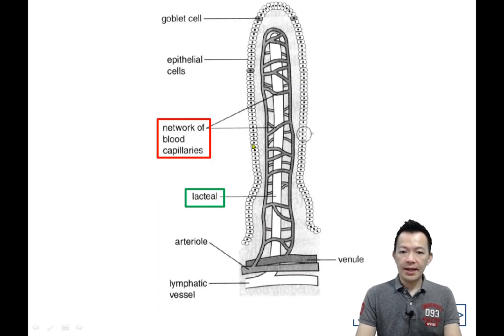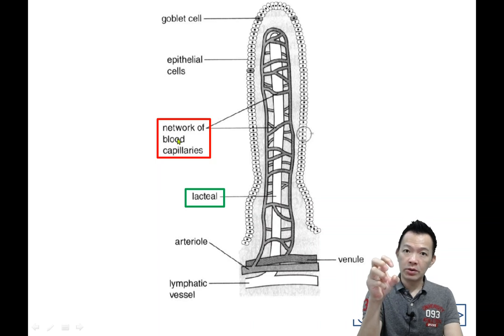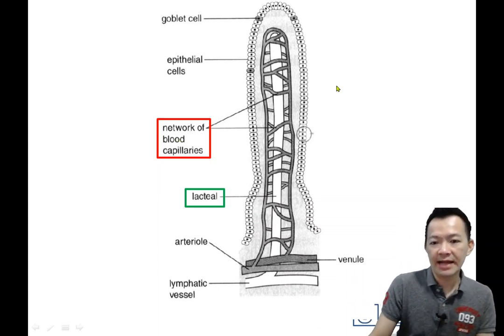Under the villi, there are two types of tube networks. Number one is a network of blood capillaries. And number two is the lacteal. These two types of networks absorb the food and send it into our whole body. So how is the food absorbed? What type of food is absorbed by the blood capillary, and what type of food is absorbed by the lacteal?